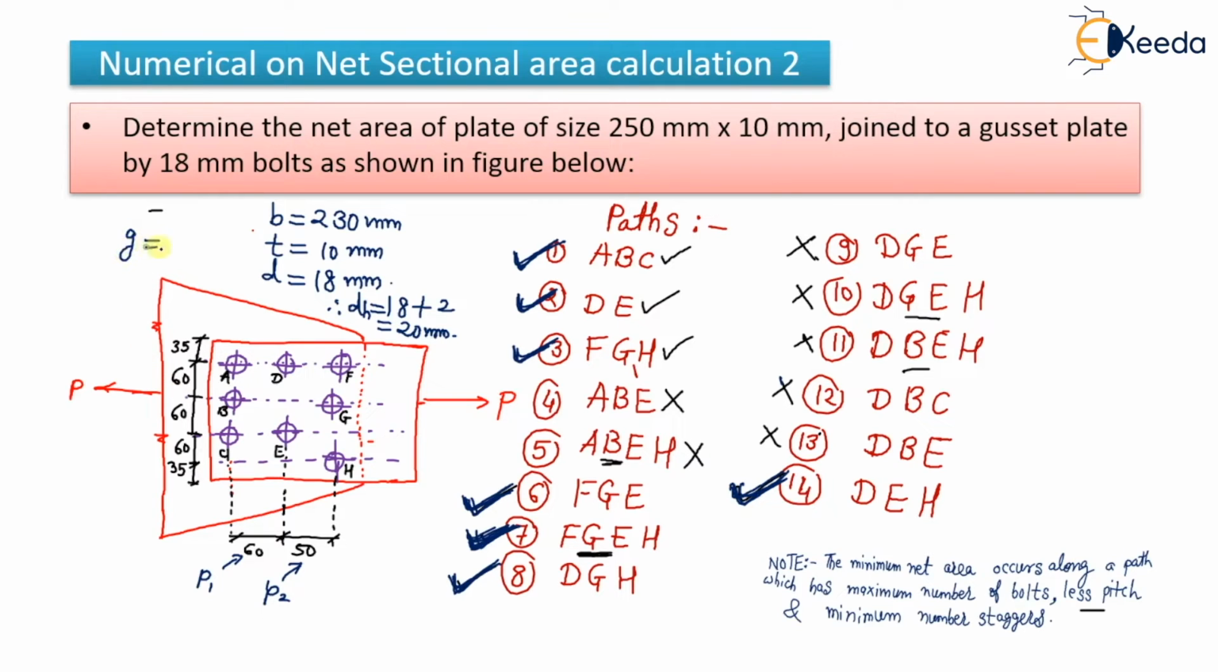Gauge is given here. It is 60 mm. This one is also given, 60 mm gauge. This one, and this one is e, but it is not required. Okay, so let's calculate the net area for path ABC.